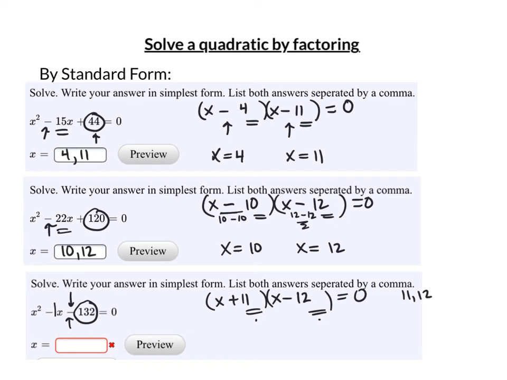Now, the solutions come from what value of x you plug in that creates 0. And that would be here, negative 11, because negative 11 plus 11 is 0. And the other answer is going to be x equal 12, because 12 minus 12 is 0. So our answers are negative 11, 12.